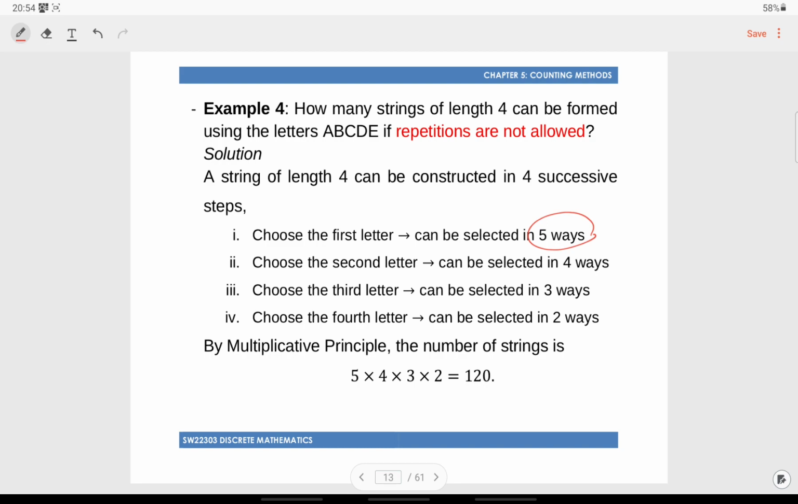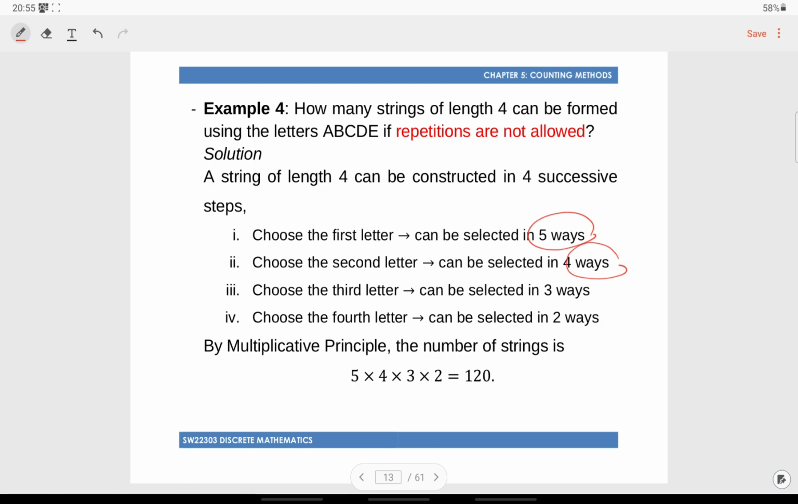So the remaining characters, there are only 4 characters to choose in the next step. So in step number 2, which is to choose the second letter, it can only be done in 4 different ways, because 1 character has been taken by the first step. So the second step can only be done in 4 different ways, because there are only 4 different characters remaining.